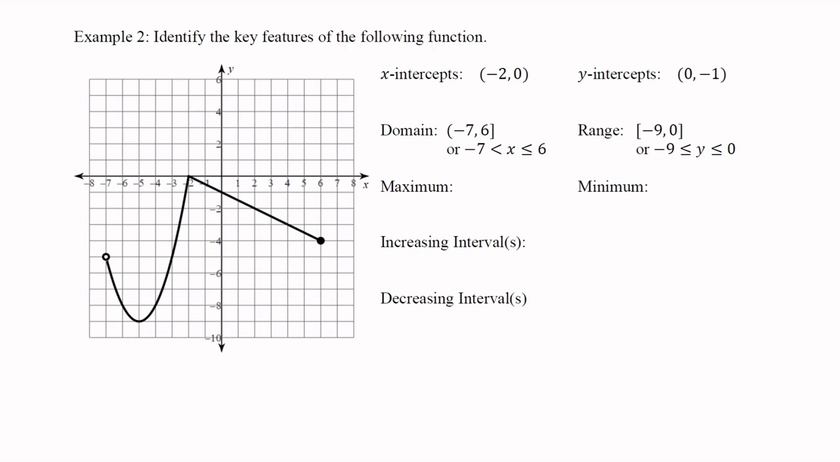Our maximum is located at the point (-2, 0). It happens to be our x-intercept, but that is the top of our graph. The bottom of our graph is at (-5, -9).